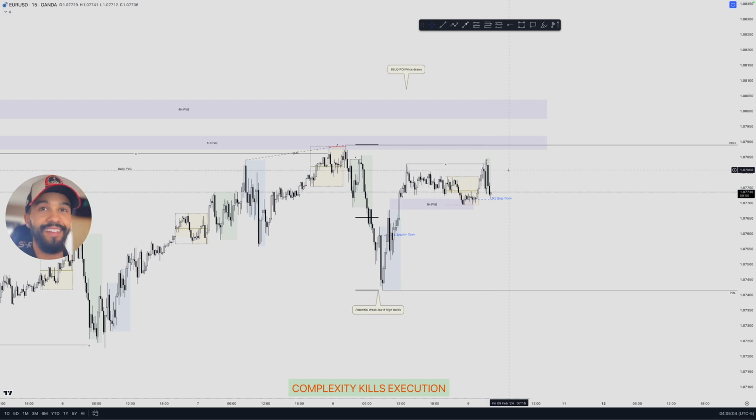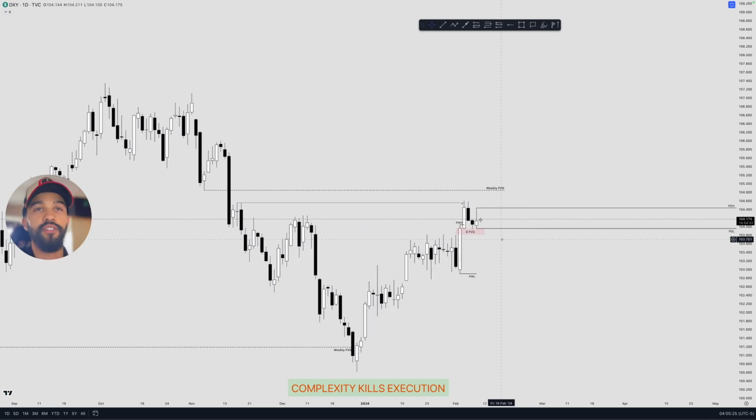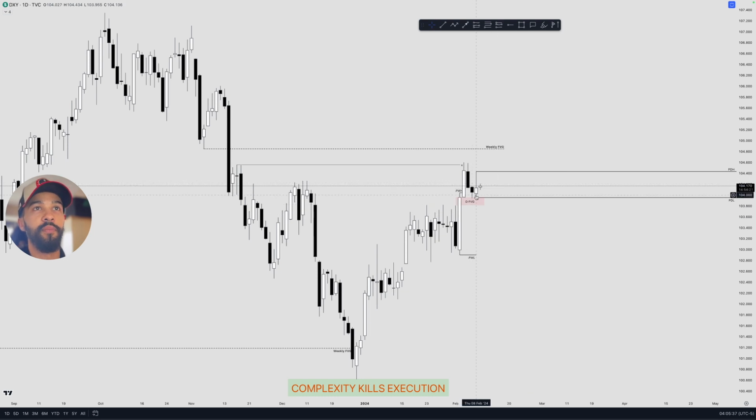So let's go over to DXY and see if this agrees with EU. DXY on the daily, similar picture to EU. However, when we made this bullish break, of course we swept this buy side liquidity, came into a POI and a weekly fair value gap POI as well. We reacted bearish from there and then partially mitigated this daily fair value gap.